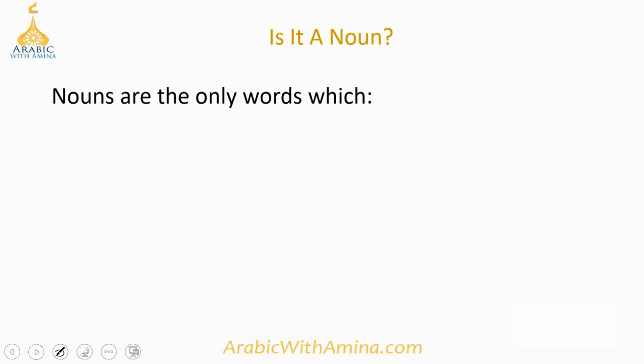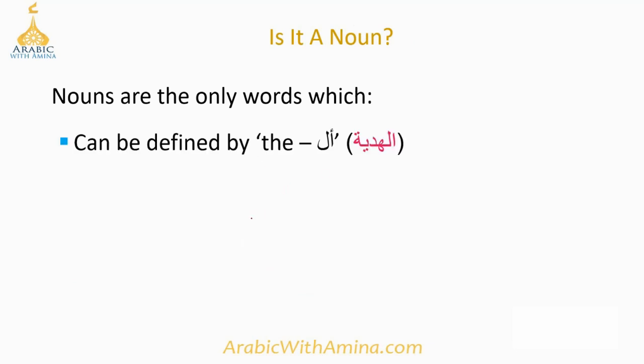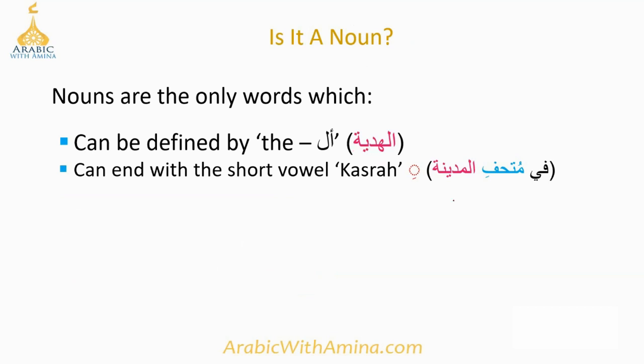Nouns have unique qualities. Nouns are the only words which can be defined by the, al, such as al-hadiyah, the gift. Nouns also are the only words that can end with the short vowel kasra. You see here, mathaf ends with the kasra. في متحف المدينة, in the city's museum.